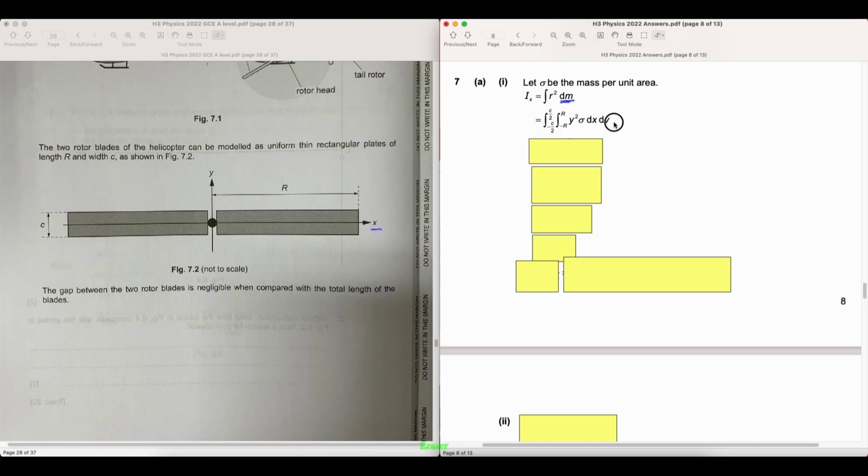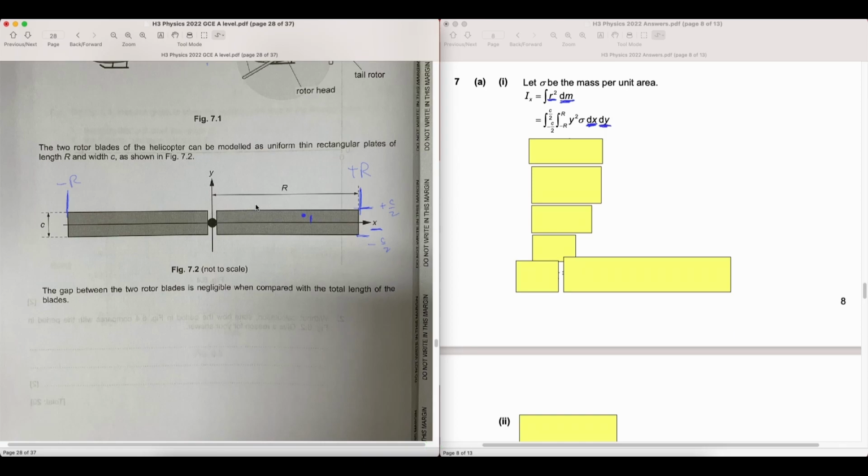In this case, I choose the parameterization using Euclidean coordinates dx and dy. This means that for the dx integral, we are integrating from minus r to plus r. For the dy integral, we are integrating from minus c over 2 to plus c over 2. Now, what is r squared? For any small amount of mass over here, r is the distance from that mass to the axis of rotation. In this case, it's just the y coordinate.